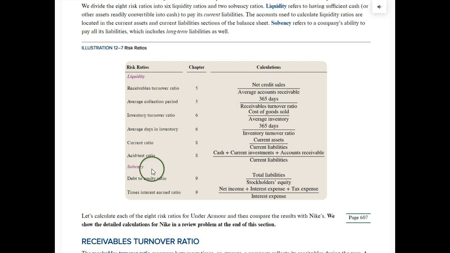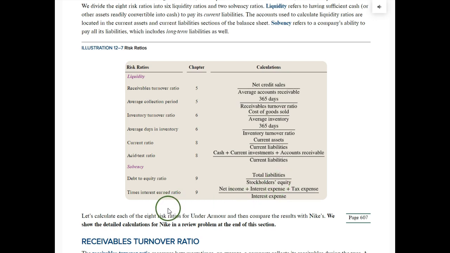Solvency relates to debt. Debt to equity, a very common ratio we talked about in Chapter 9. Total liabilities divided by total stockholders' equity. So you're looking at the right side of the balance sheet, dividing one section, liabilities, by the other one, stockholders' equity. Times interest earned ratio.